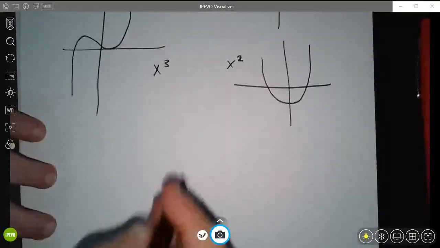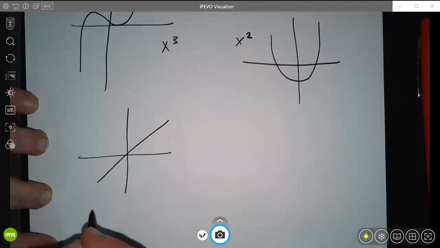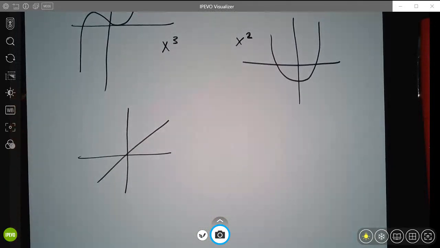And what happens if it's linear? No turns. 0 turns. This is to the first power. Make sense? It's going to be recorded and put on Blackboard. Yes, I'm already rolling.